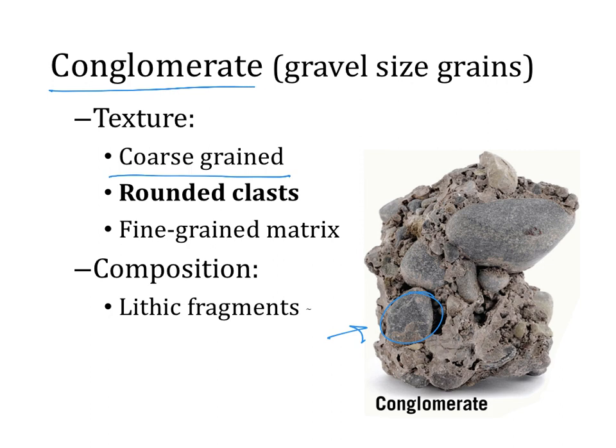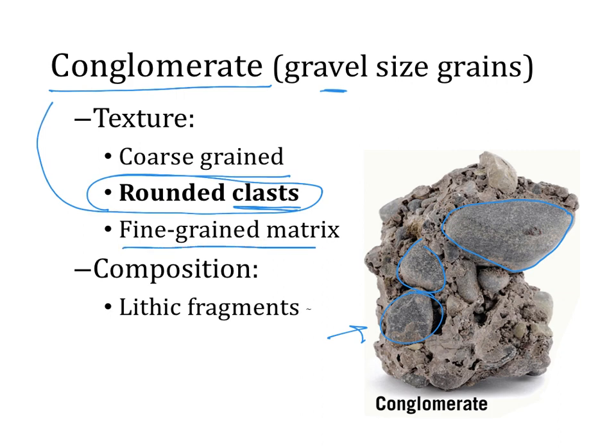Conglomerate is the name of this one, so gravel-sized grains, and what's specific about a conglomerate is that it has rounded clasts or grains. When the pieces get big enough like this, we often call them clasts. So you can see how the edges here of these clasts have been rounded off. They're not sharp, right? There's also a fine-grained matrix that cements the bigger clasts together.